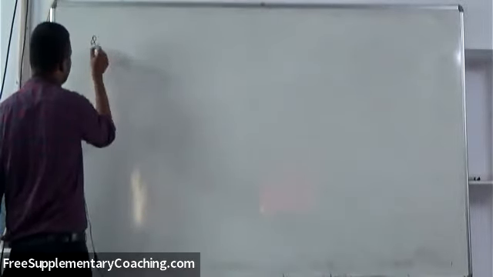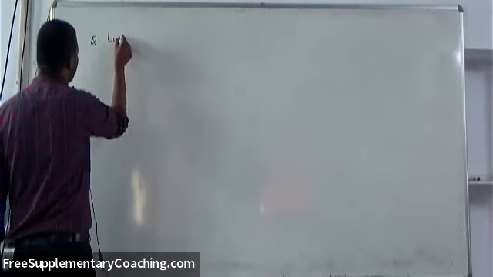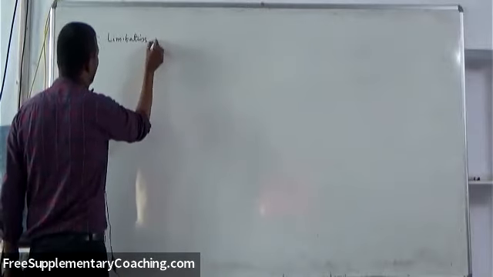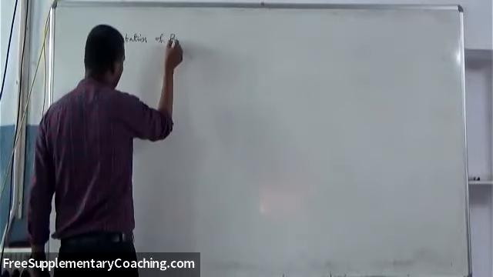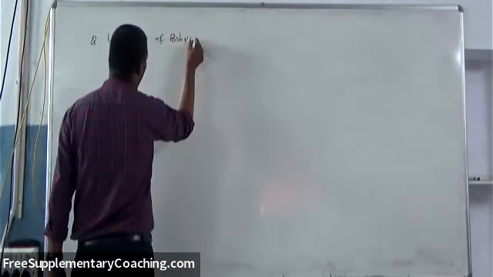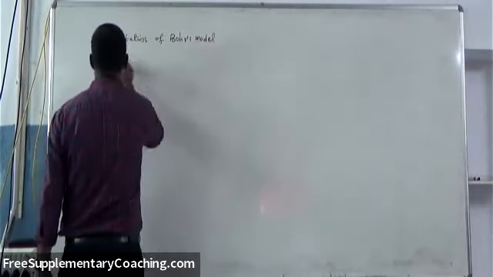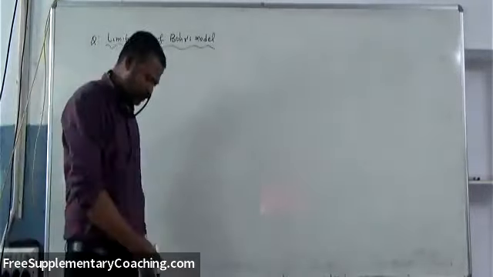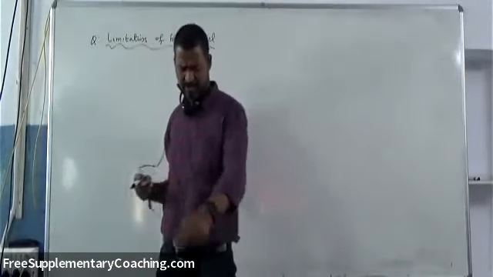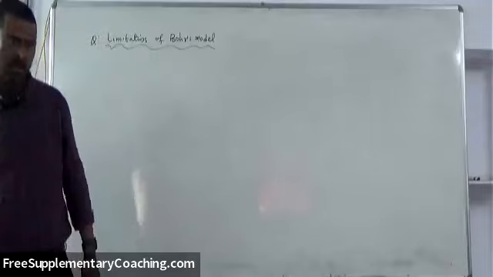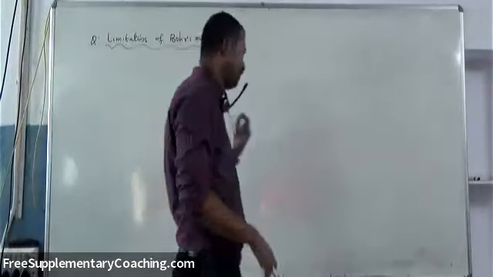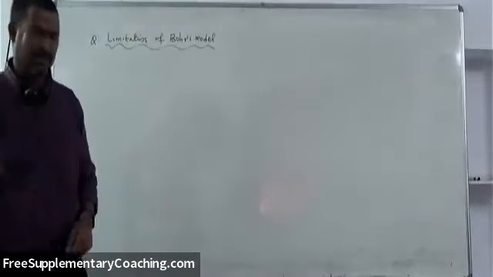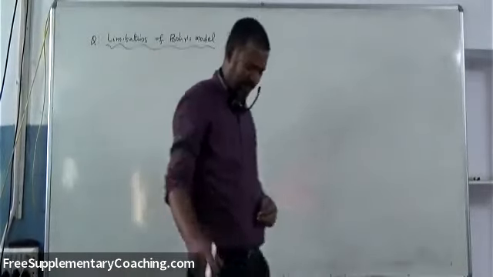The question is limitations of Bohr's model. What are the different limitations? Limitation means drawbacks we can call. Drawbacks, or which cannot explain something, which is failed to be explained by the Bohr model, or drawbacks of Bohr model you can say.